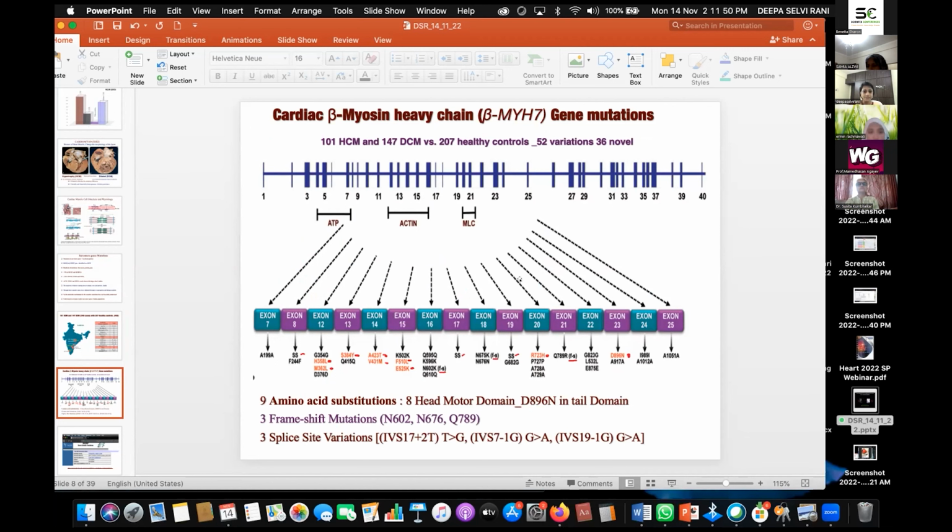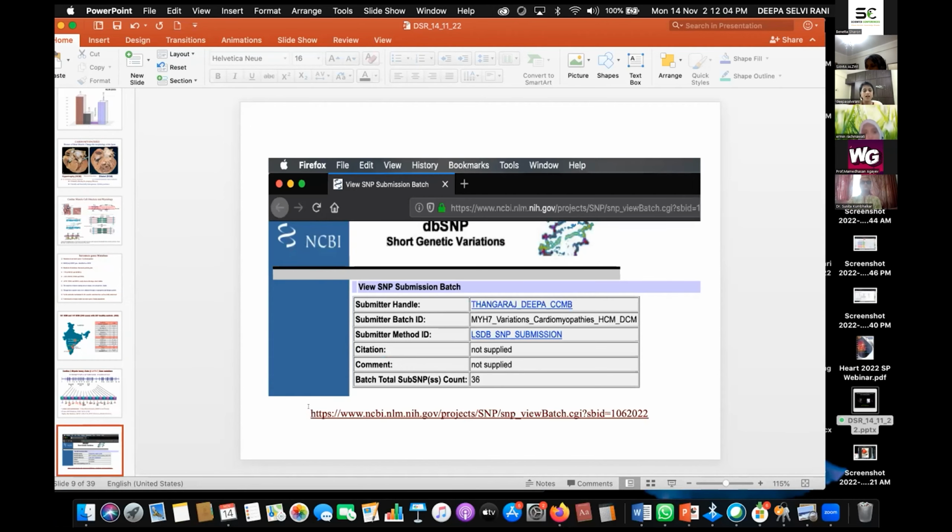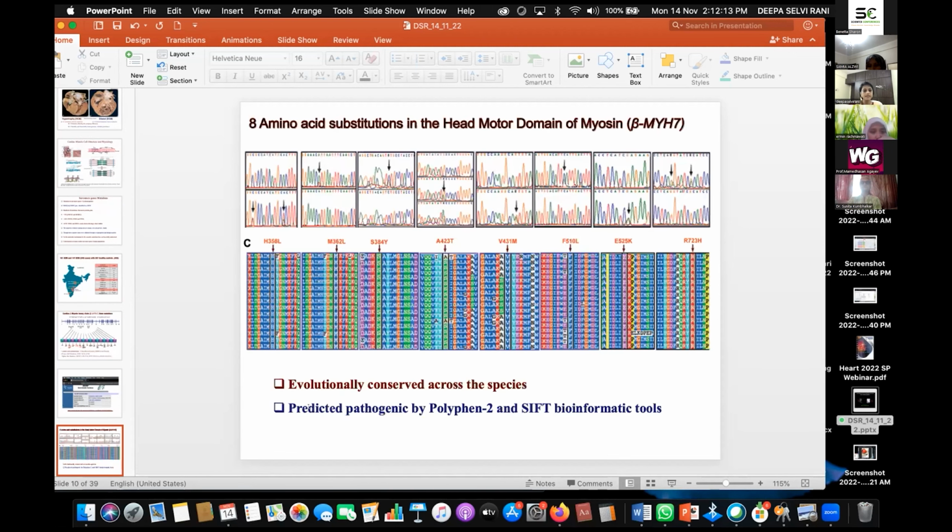In these novel variations, 9 were amino acid substitutions, and 8 of them happened to be in the head motor domain, and 1 is in the tail domain. We found 3 frameshift mutations and 3 splice site variations. And these novel mutations we have deposited in the NCBI database. The 8 amino acid substitutions in the head motor domain we further analyzed.